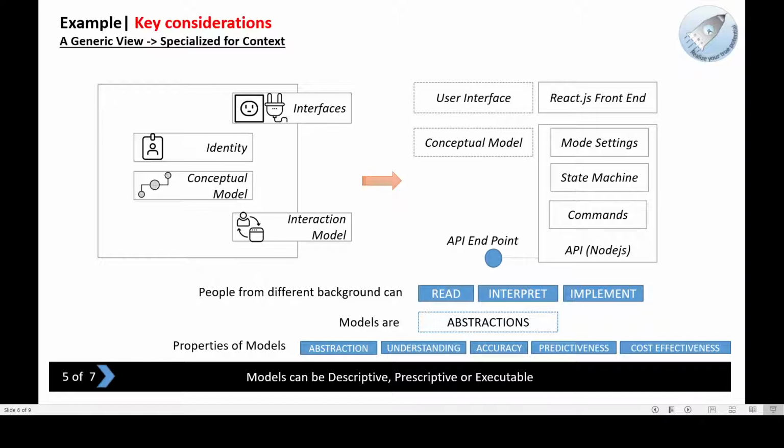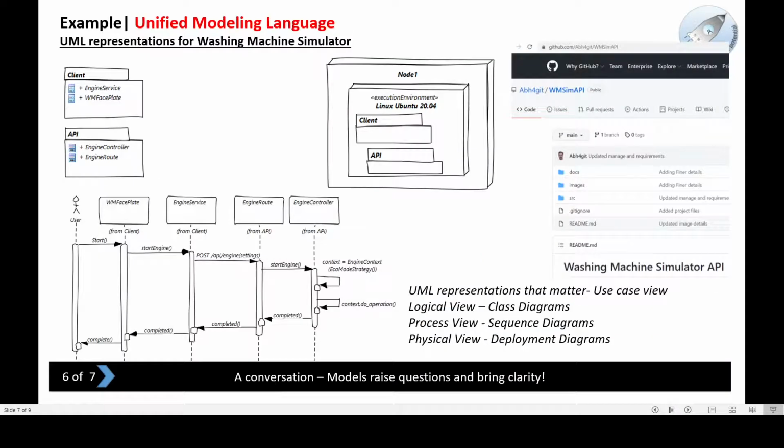So models can be descriptive, prescriptive, or executable. That's what we have seen. We have created an executable model which asks us questions back and enables us to iterate. The model therefore becomes a very important part of our kitty when we are creating minimum viable products and lean startup approaches.